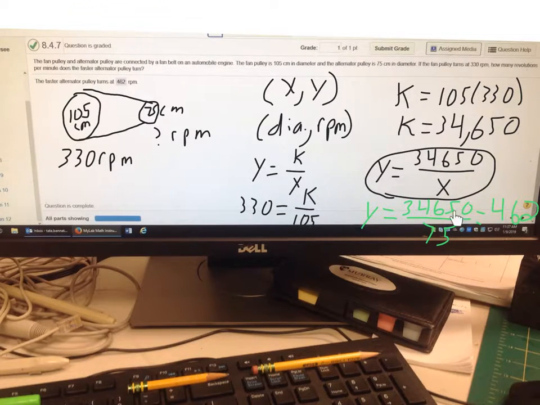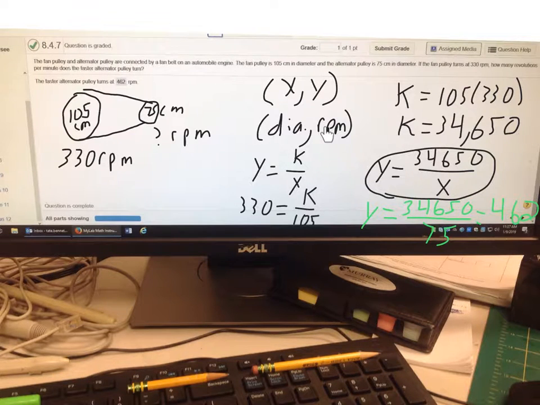One way, this is one method. The first method is just using a proportion, and that would be okay. You may prefer that. So I wrote it as X, Y is an ordered pair. You have diameter and you have revolutions per minute. And this is the equation for inverse variation. And with this given information, you can find K.